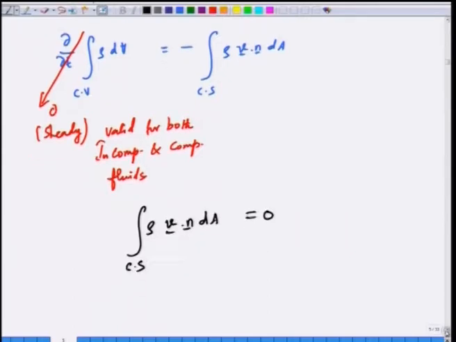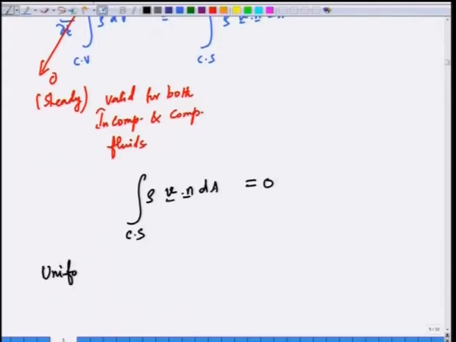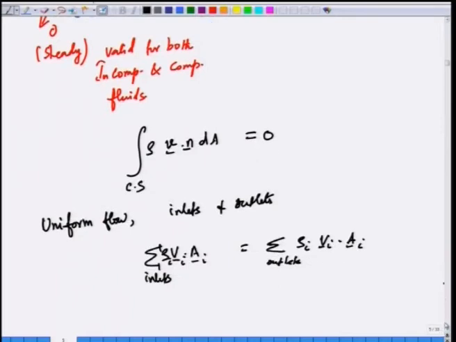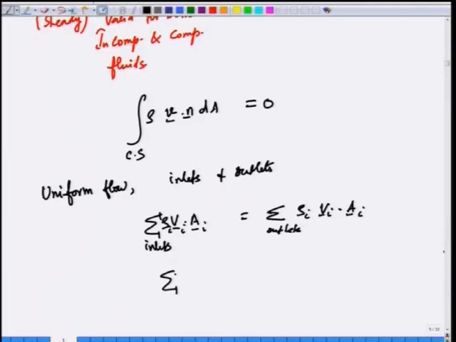And if the flow is uniform and you assume inlets and outlets that are discrete in number, then you can write this as the summation over all inlets of rho_I V_I dot A_I equal to the summation over all outlets of rho_I V_I dot A_I. So this is the simplified form of the mass conservation equation for steady flows. And if the flow is uniform, then V dot A will be simply the product, so this is still without taking into account the sign convention for inlets and outlets.